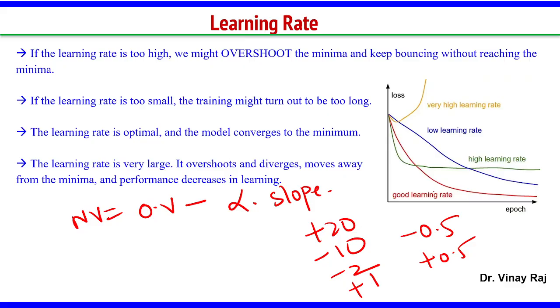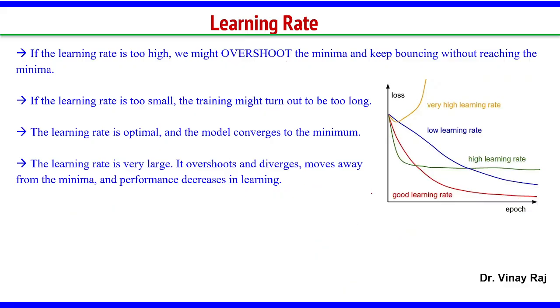If you have a good learning rate, if you see the loss with the number of epochs increasing, the loss is decreasing, this red line. But if you have a very high learning rate, your loss might increase, right. So, you should choose an optimal learning rate value. If it is too high, it might overshoot. If it is too small, the training might turn out to be too long. If it is optimal, the model converges to the minimum. So, if it is a good value, it reaches the actual value here, right. So, learning rate is an important parameter. We should be very careful while choosing the learning rate value.